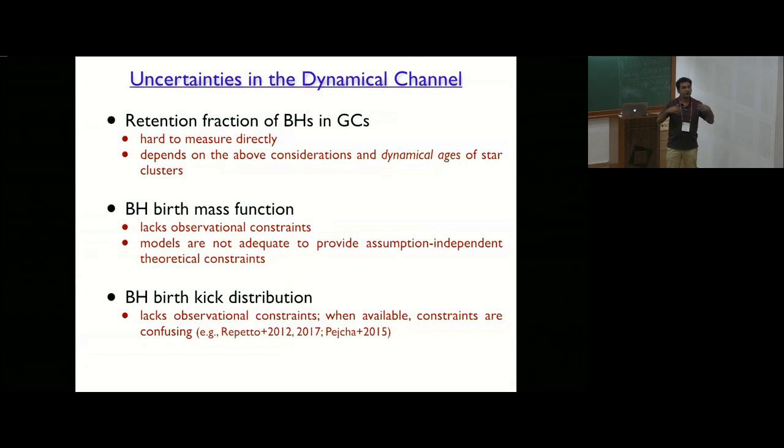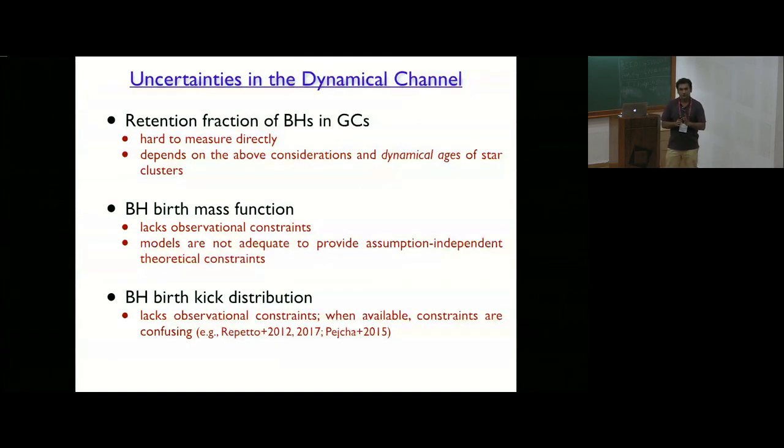This is on top of all the uncertainties that are associated with black hole formation physics. So for example, we don't know, as a function of metallicity, what the birth mass function of black holes is. We don't know what the distribution of kicks is as they form. These are unknown.